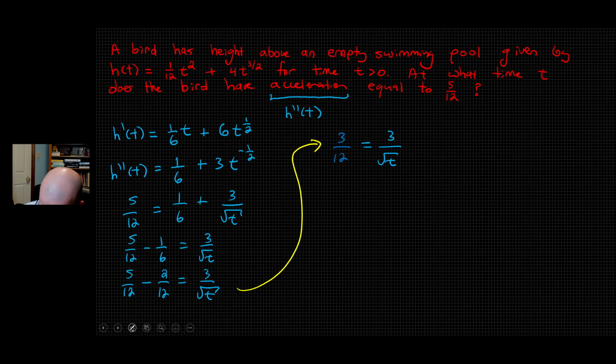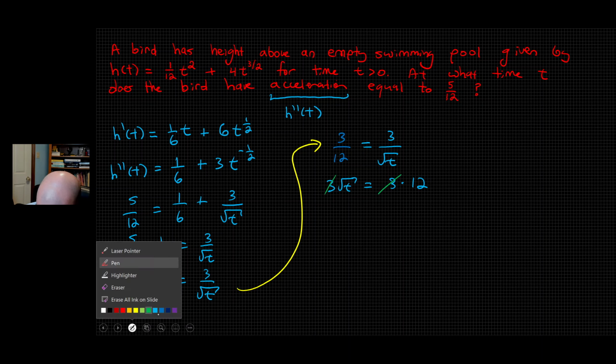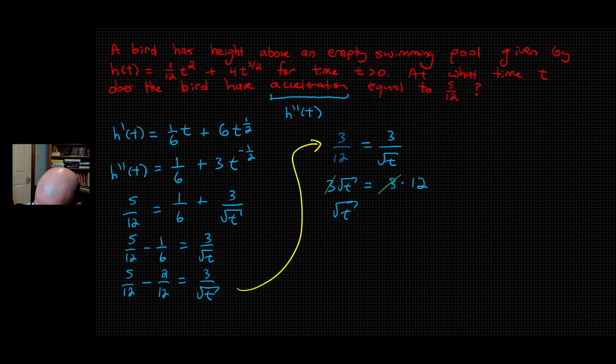The 3's cancel, but I'll do that in the next step. I'll cross multiply first. 3 root t is equal to 3 times 12. Now we can cancel the 3's. So square root of t is equal to 12. Now I'm going to square both sides. Square root of t all squared is equal to 12 all squared. So t equals 144.